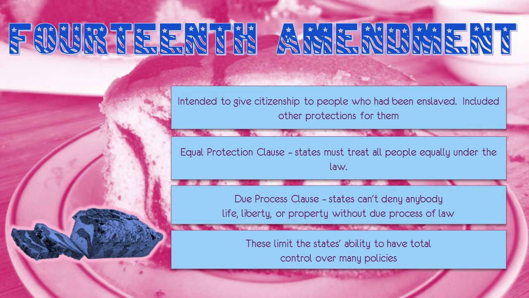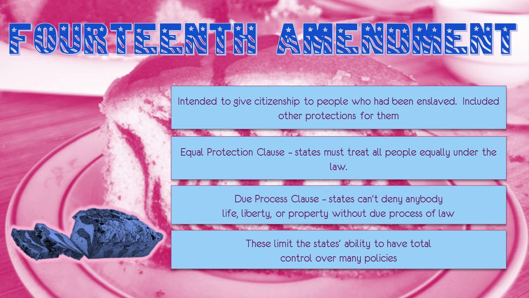There's two huge parts of this amendment. The first one is the Equal Protection Clause. It says that states must treat all people equally under the law. So the 14th Amendment now tells the state governments that they must treat all citizens equally, and that this is in the Constitution. And so that gives the national government the power to ensure that the state governments are not discriminating against their citizens.